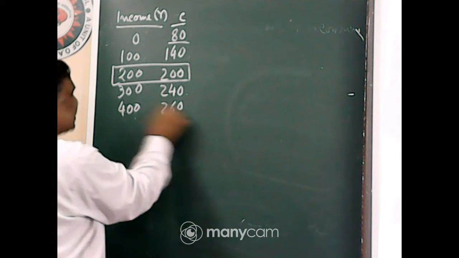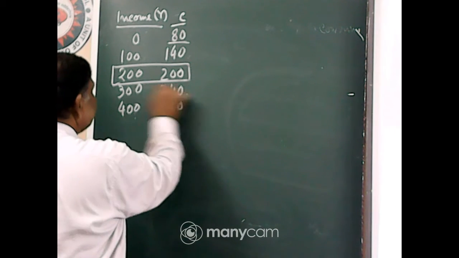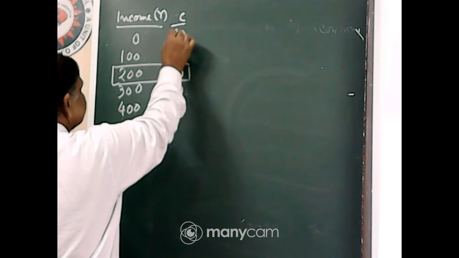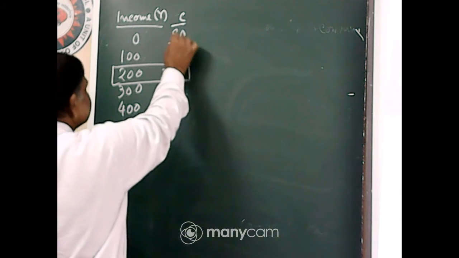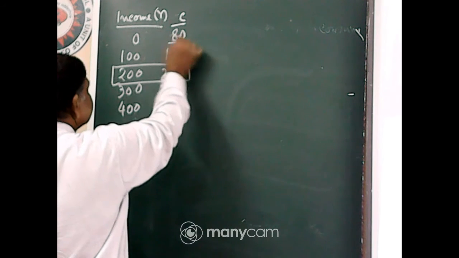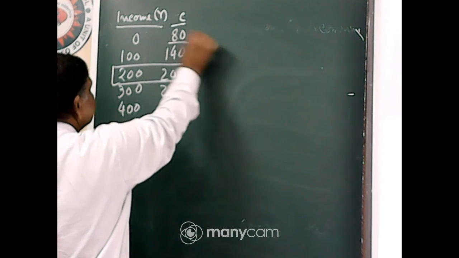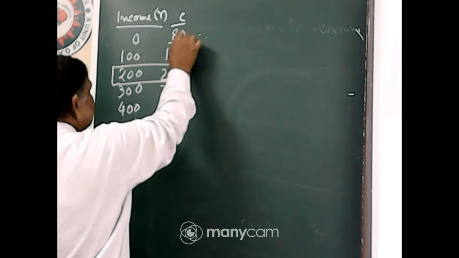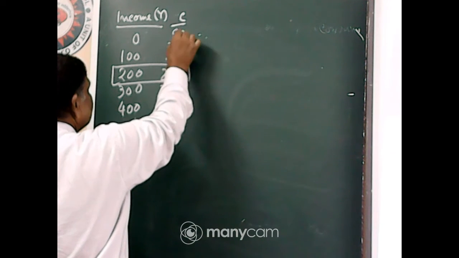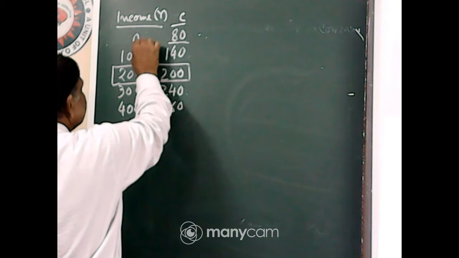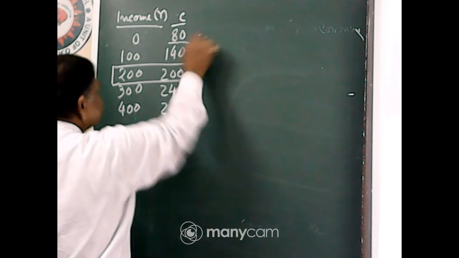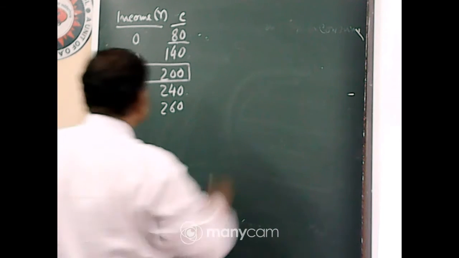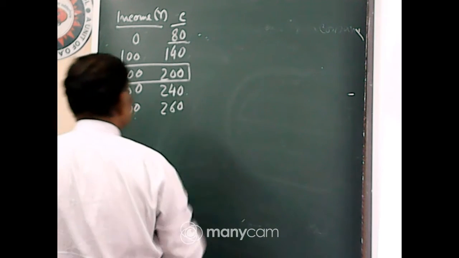Now you will get saving. Income minus consumption is equal to saving. If you deduct the consumption amount from the income amount, then you will get a minus sign here. So, this is autonomous consumption.